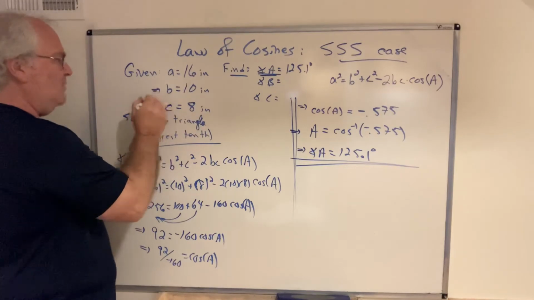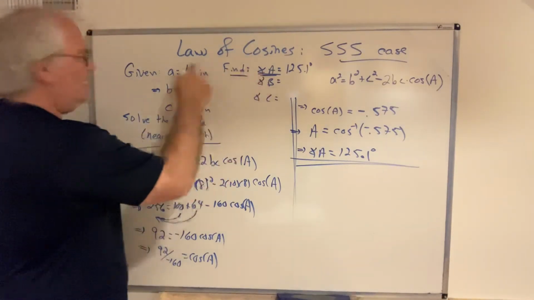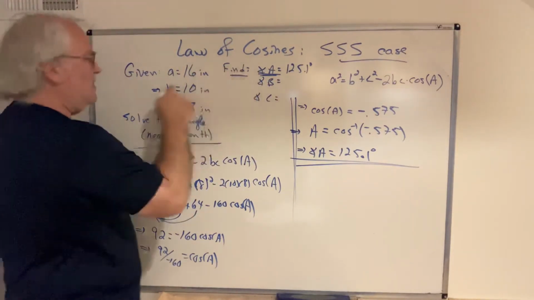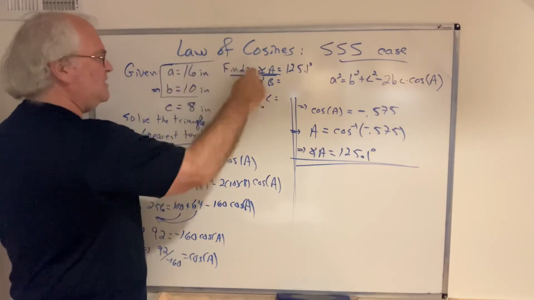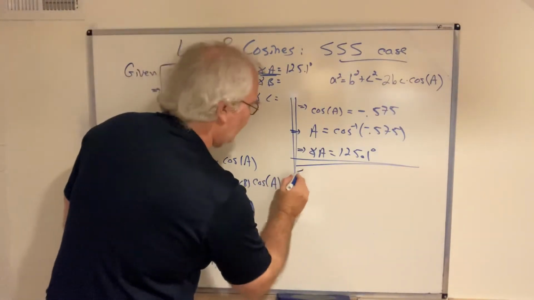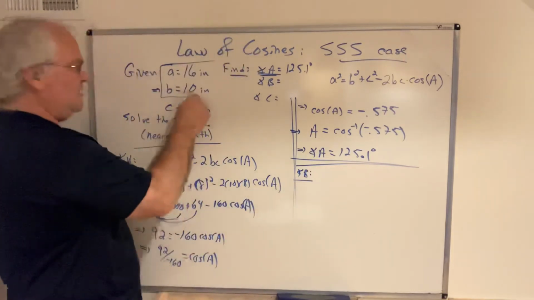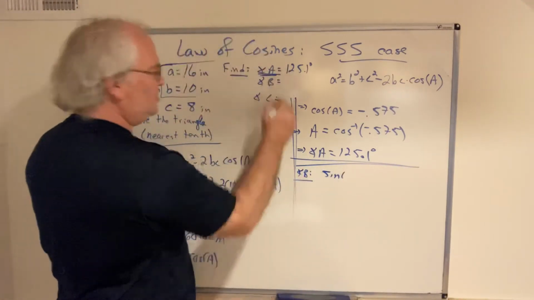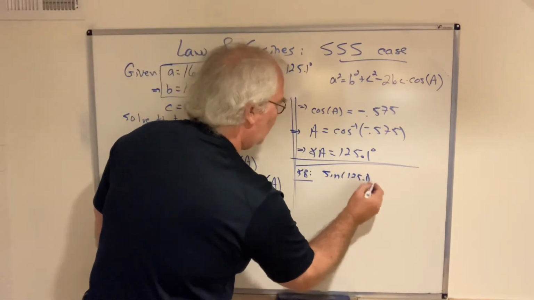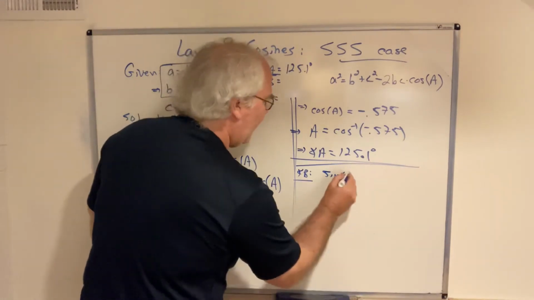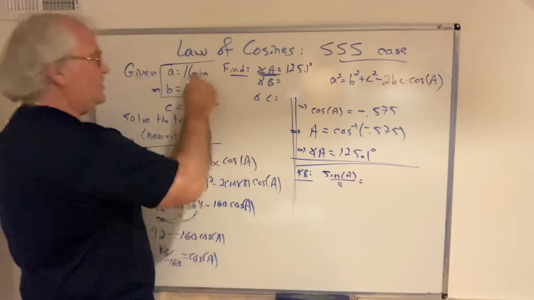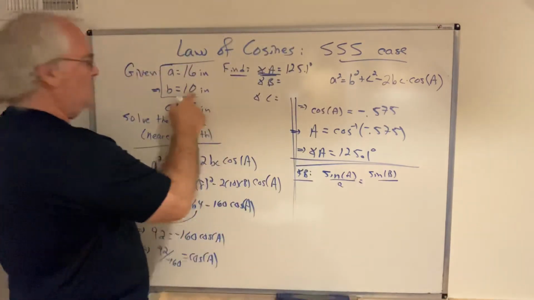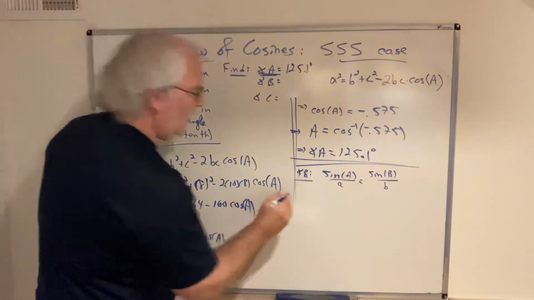So if I want to find angle B, we already know angle A and side A. Now I want to find angle B, and I know side B. So I can set up the law of sines using A and B, to find angle B, which is the second largest. So I have sine of angle A, which is 125.1, over A, because those are the two that we know. And then sine of don't know yet over lowercase b. That's the one we want to find.